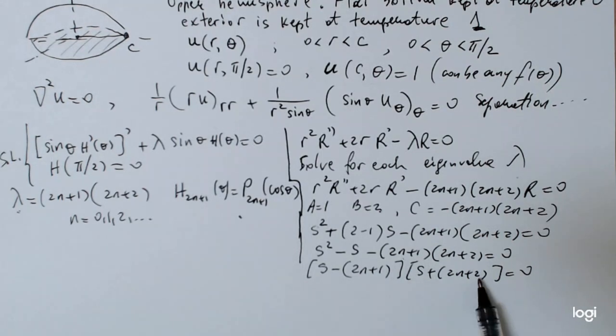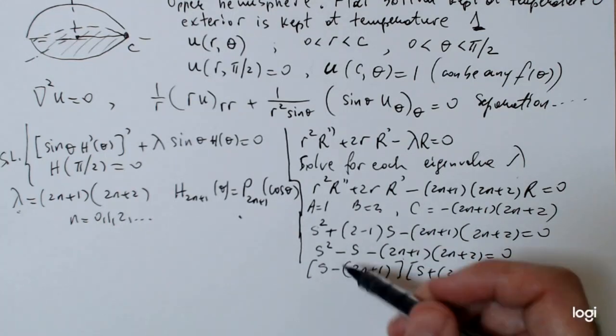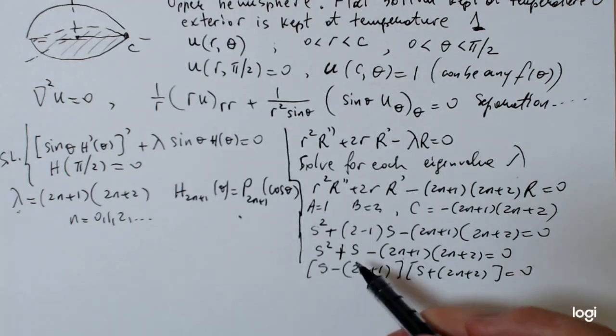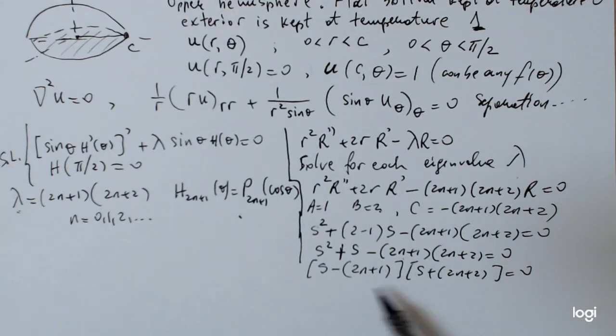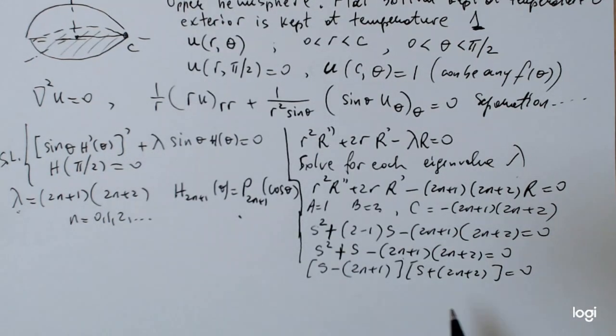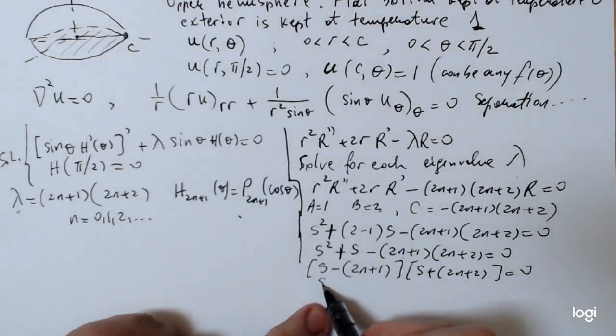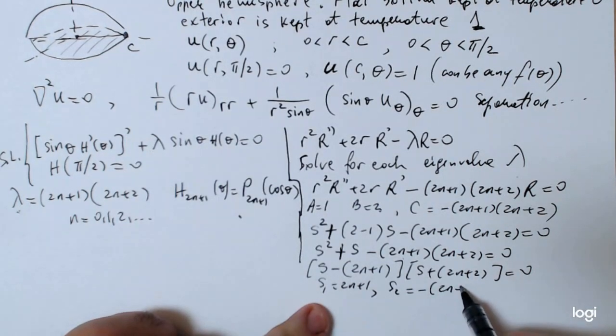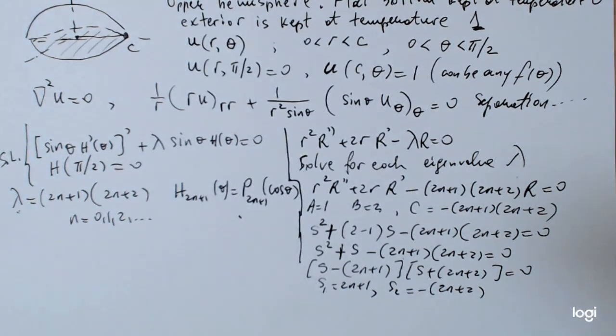s squared minus 2n plus 2 times s minus 2n plus 1 times s. Let's see, s squared plus, I think I made a wrong sign here. Sorry about that. s squared plus s minus this. And yeah, that's the factorization. There's a plus between s squared and the second term. So the two roots are 2n plus 1 and minus quantity 2n plus 2.